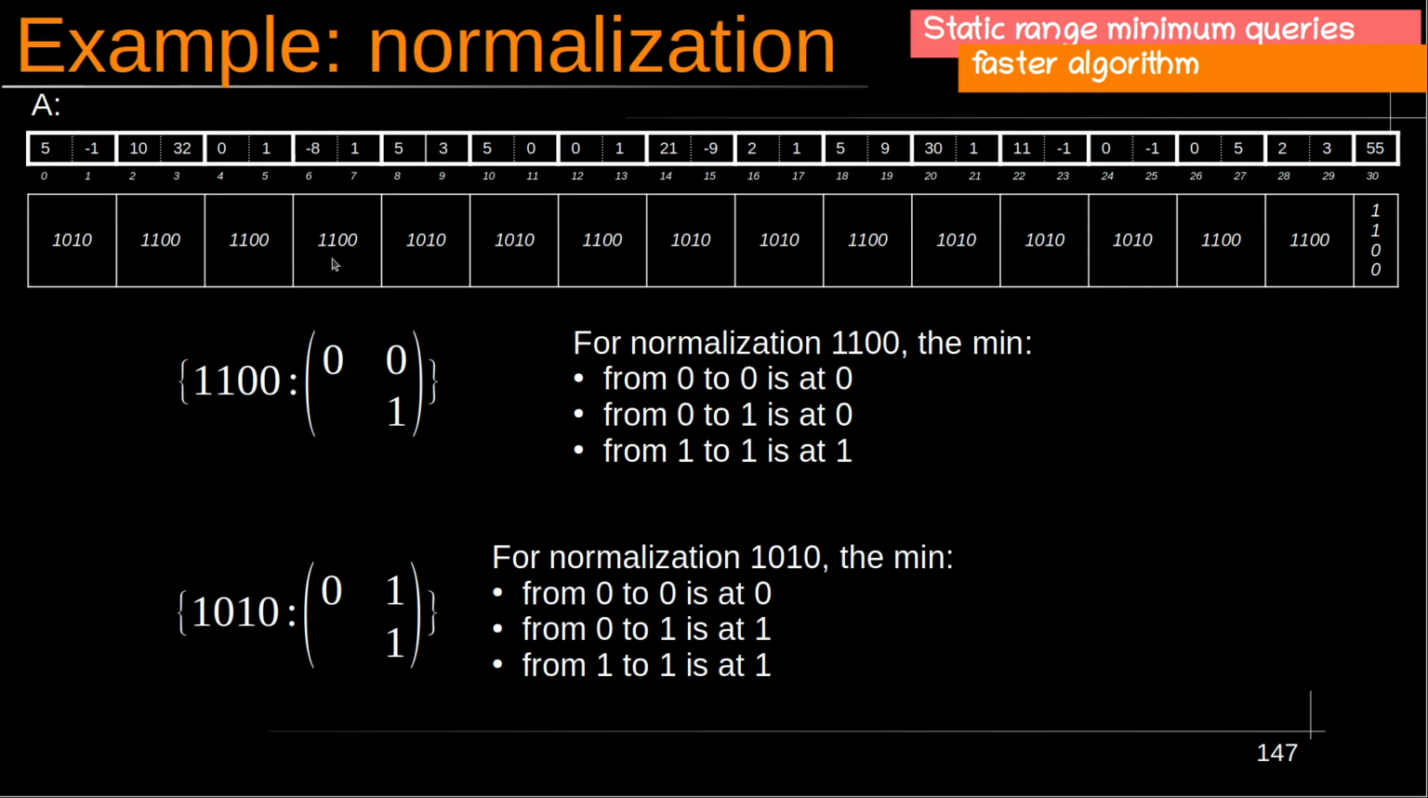Let's see it here, for example this one. The minimum from 0 to 0 is, of course, 0. For the minimum from 0 to 1, this is index 0, this is index 1. The minimum from 0 to 1 is at position 0. And the minimum from 1 to 1 is at position 1. This is for this type. For this type, the minimum from 0 to 0 is at 0, but the minimum from 0 to 1 is at position 1, as you see.